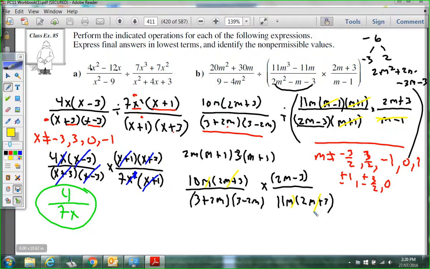Okay, now here's the thing that's close. You have 2m minus 3 and 3 minus 2m. So what you can do is you are allowed to pull a negative out of this. So if you pull a negative out, this will make these flip signs. So you can rewrite that as 2m minus 3. See how that was a negative, now it's a positive. That's a positive, now it's a negative. And then we can cancel this out. So we are left with, this is our final answer.